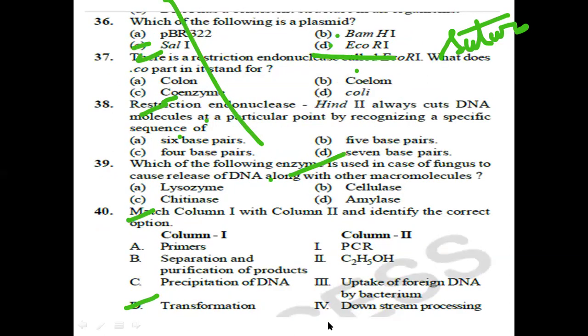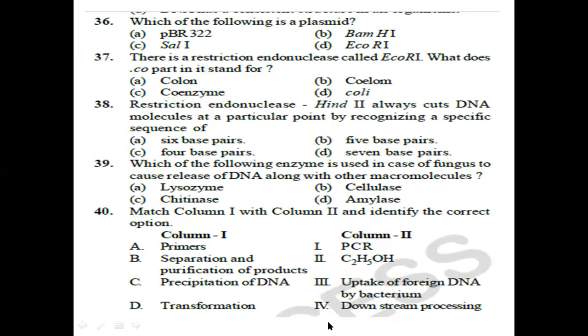Which of the following is a plasmid? pBR322, yes. BamH1, it's a restriction endonuclease. SalI, restriction endonuclease. EcoRI, restriction endonuclease. pBR322 is the plasmid. There is a restriction endonuclease called EcoRI. What does the co part stand for? Coli. Restriction endonucleases always cut DNA molecules at a particular point by recognizing a particular sequence of 6 bases.